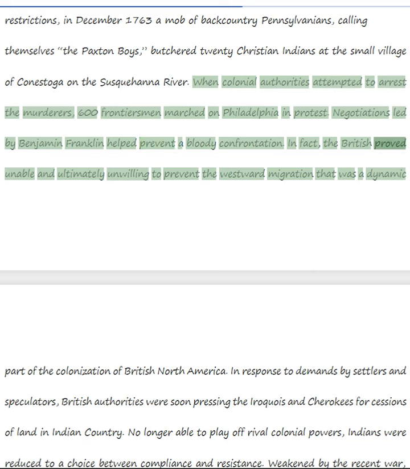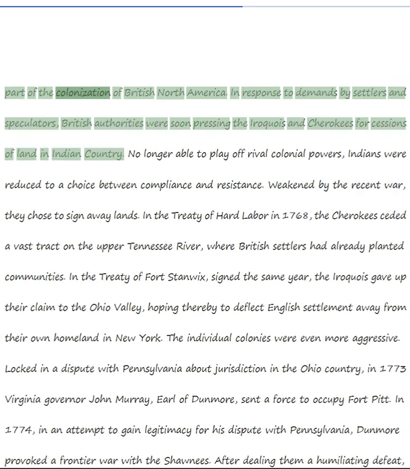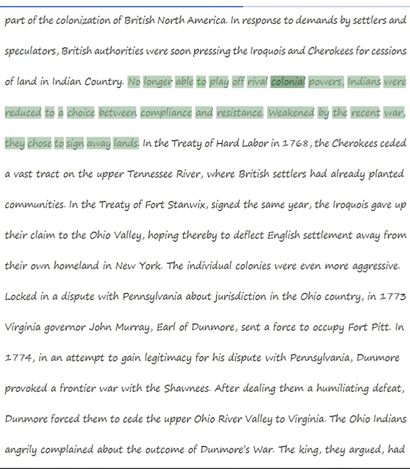In fact, the British proved unable and ultimately unwilling to prevent the westward migration that was a dynamic part of the colonization of British North America. In response to demands by settlers and speculators, British authorities were soon pressing the Iroquois and Cherokees for cessions of land in Indian country. No longer able to play off rival colonial powers, Indians were reduced to a choice between compliance and resistance. Weakened by the recent war, they chose to sign away lands.